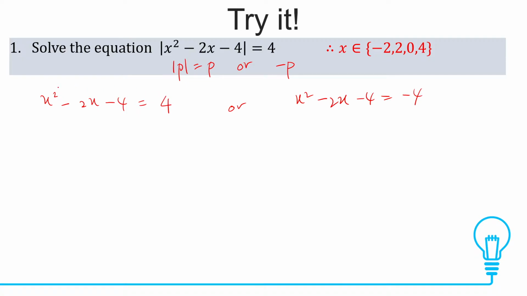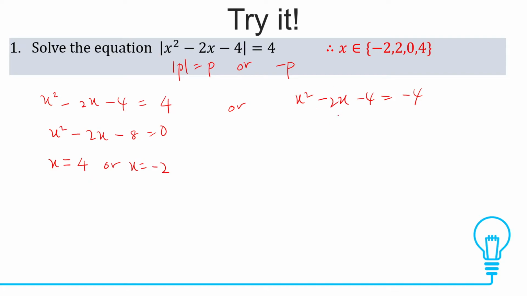So I solve the normal quadratic equations. I shift here: x squared minus 2x minus 8 equals 0. And you can use the calculator. The calculator will give you x equals 4 and x equals negative 2. Over here, there is no testing for the quadratic because this is an equal sign. So you just key into your calculator and you get the answer.